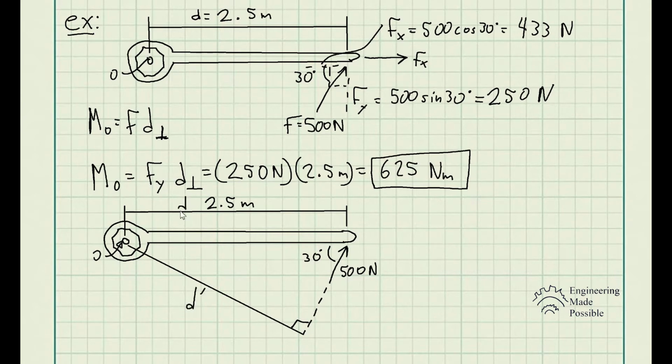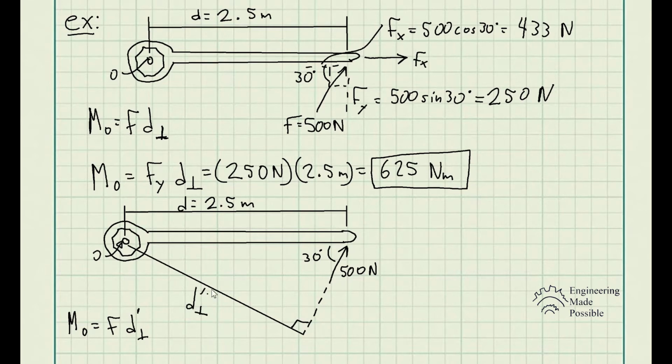So this is d equals 2.5 meters. D prime is the perpendicular distance. Let me put that perpendicular sign here with respect to the force. So the other way you could solve it is the moment with respect to point O is equal to the force times that perpendicular distance d prime here. So there are many ways to solve for this, but let's go ahead and solve it.